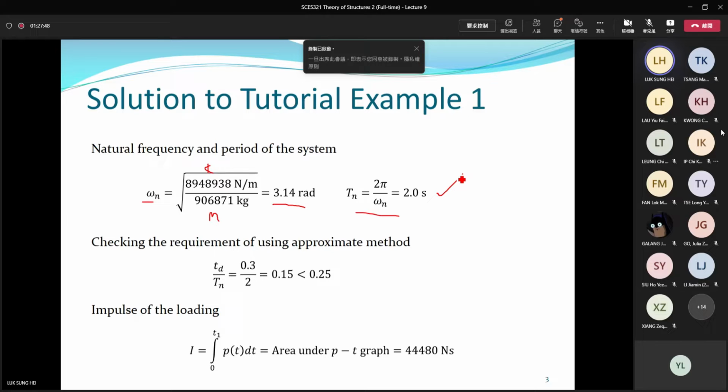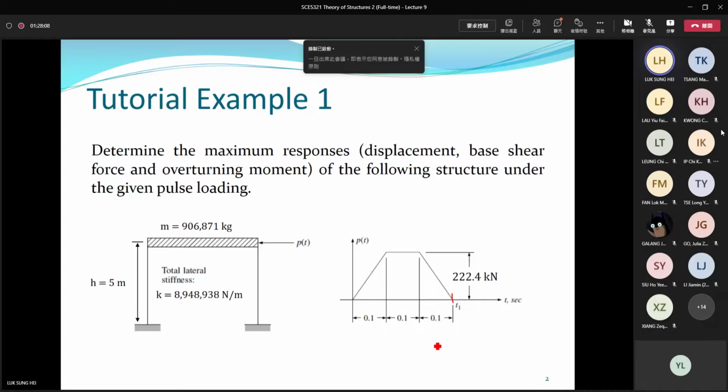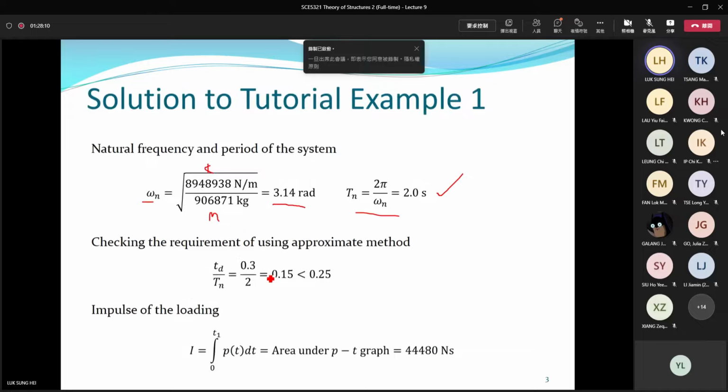And then you can check the requirement. TD is the duration of the pulse. According to the picture on page 2, the duration of the pulse is 0.3 seconds. From the picture here, you can see the pulse duration is 0.3 seconds. 0.3 over the period gives us 0.15. It seems that this ratio is less than our limit, 0.25. So you are allowed to use the approximate method.